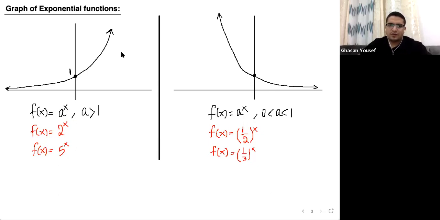And you have to know this point is 1. So the function passes through this point (0, 1) most of the time. If it's of this form, it always passes through this point. Now, what is the domain and the range for both of the functions? My function, what is the domain here? And the range too.